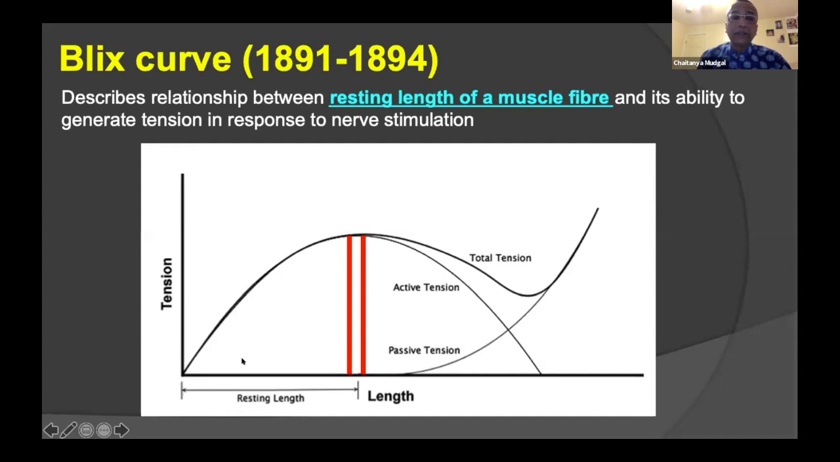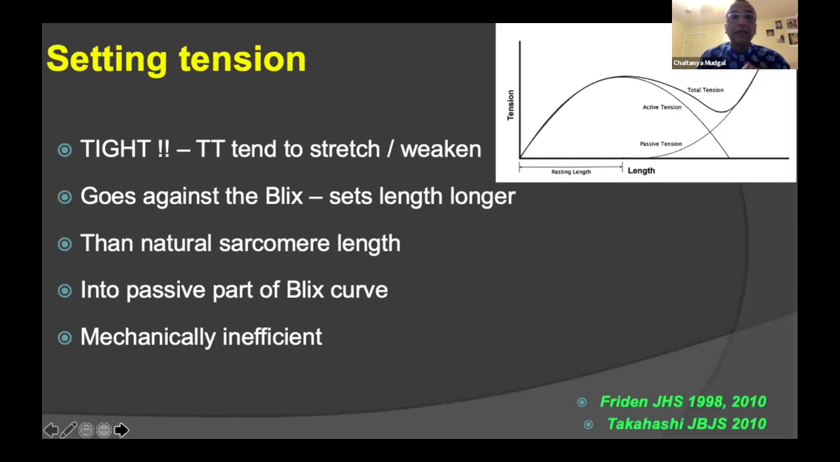That's where you can increase the tension on your transfer and make it just a teeny bit tight. Otherwise, what happens is you take the tendon transfer and take it into the tension from an active muscle tendon transfer, you take it into a tenodesis. What do I mean? Traditionally we are taught to make it as tight as possible, but that goes against the Blix curve because it sets the length of the sarcomere longer into the passive part of the Blix curve, making it mechanically inefficient. Now, is this just basic science, or has this been tested?